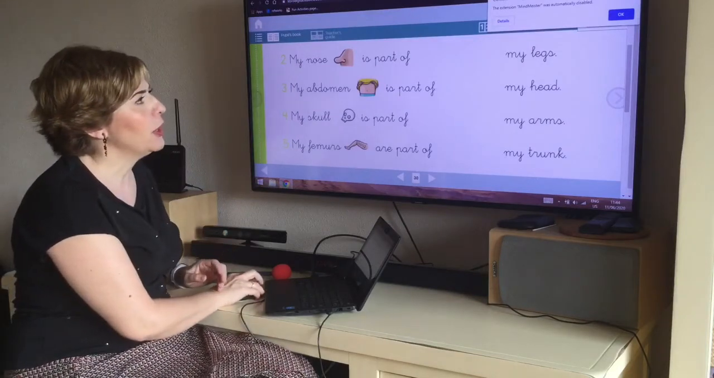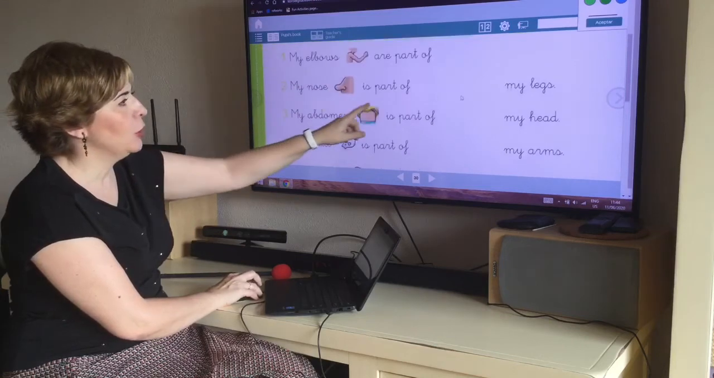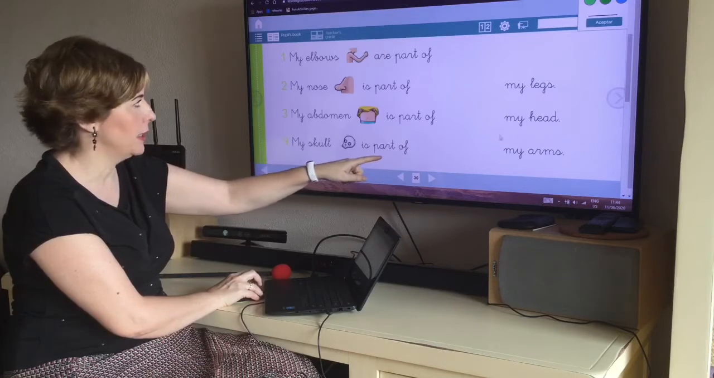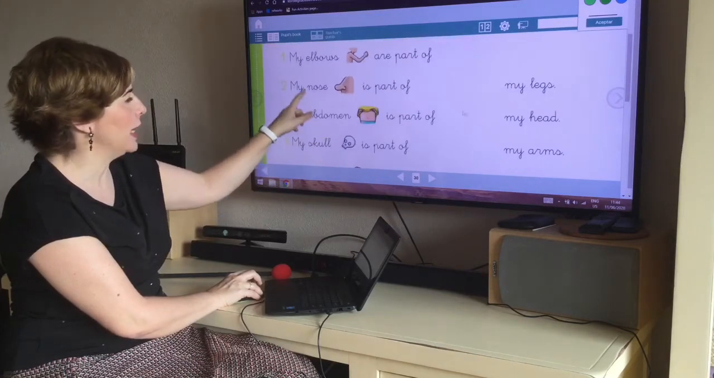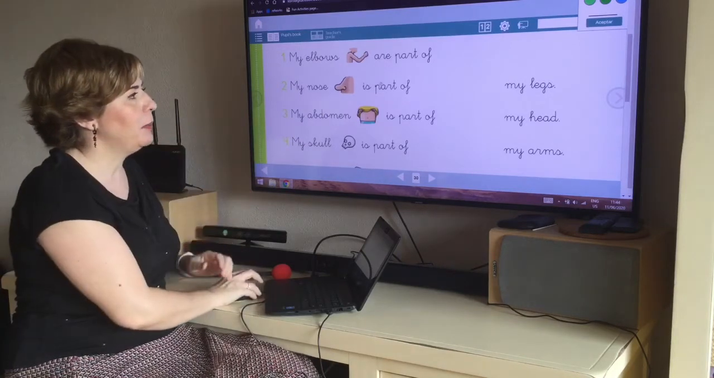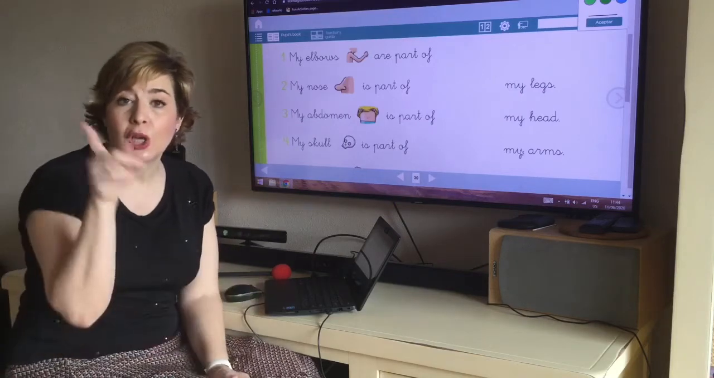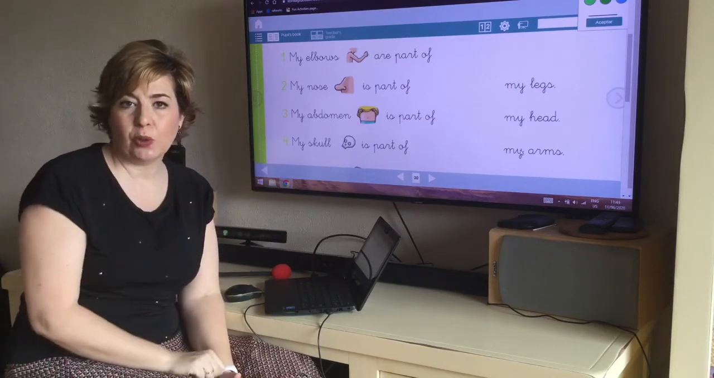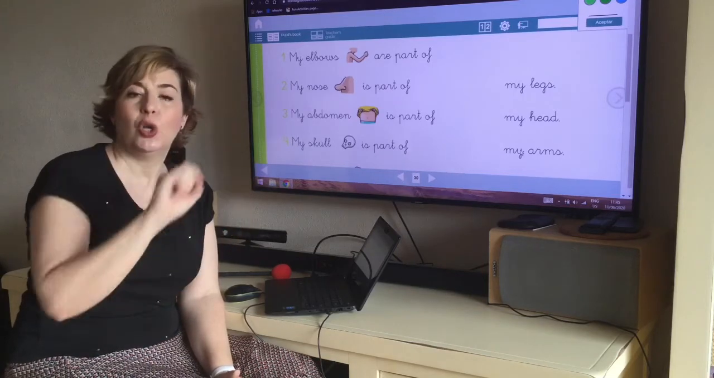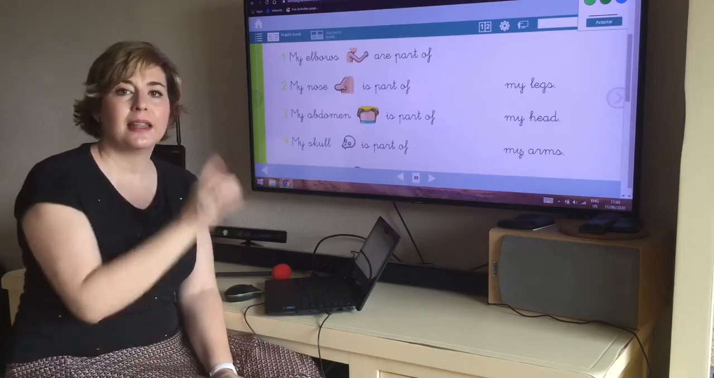Now we have to think, is this going to be part of your legs, your head, or your arms? And we are going to match. What about the elbows? The elbows are part of your legs, your head, or your arms. If you want, you can do it and then you correct with me, okay? So I recommend you to pause the video, do it, and then when you finish, you correct. This is the correction.